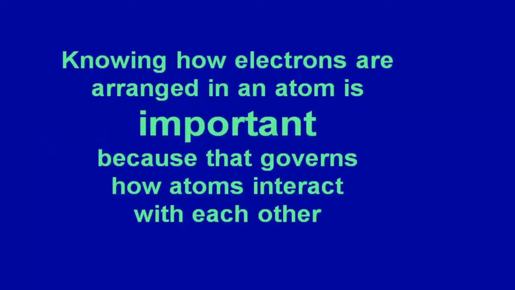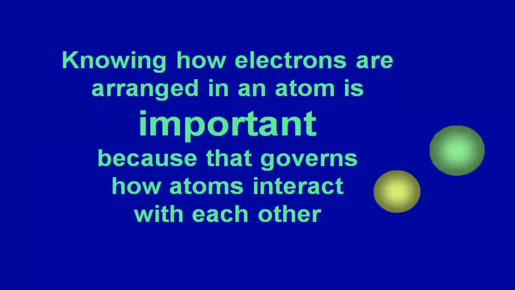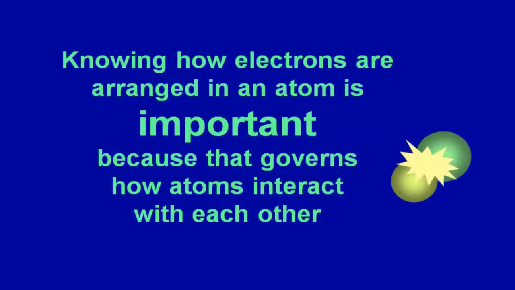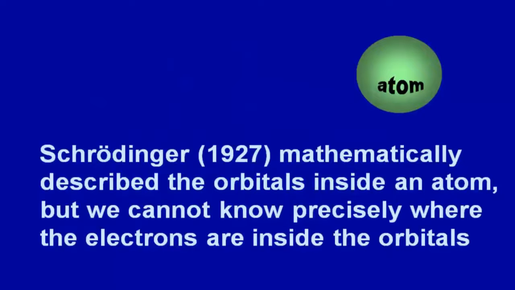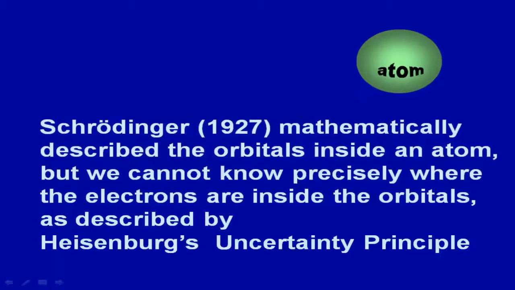And as I said, this is important because the arrangement of electrons determines how atoms interact with each other. Schrödinger, building on Heisenberg's uncertainty principle as well as de Broglie's idea that electrons can act as waves, created a mathematical model that described these orbitals inside an atom, these shapes, these high probability clouds. But we cannot know precisely where the electrons are inside the orbitals. And again, that comes from Heisenberg's uncertainty principle.